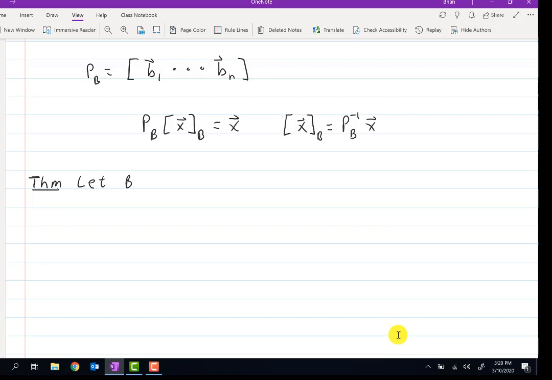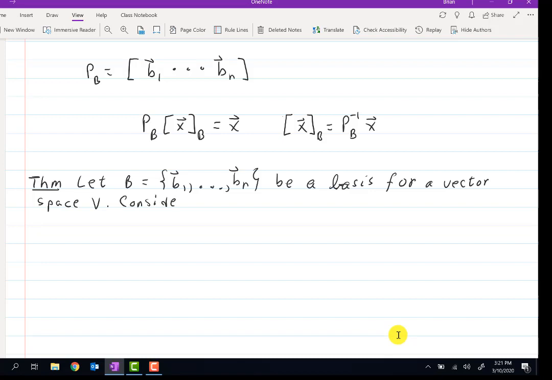Let B equal B1 up to Bn be a basis for a vector space V. Consider the function T from V into Rn given by T of x equals the vector x but represented in the B basis.